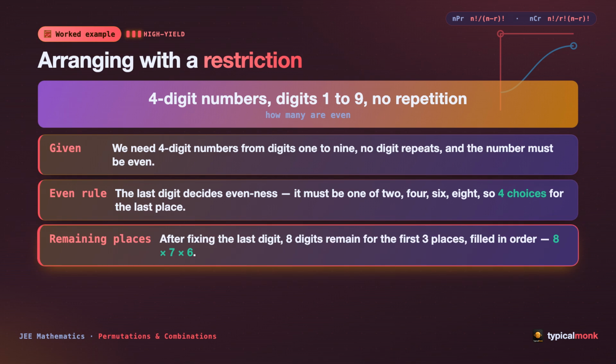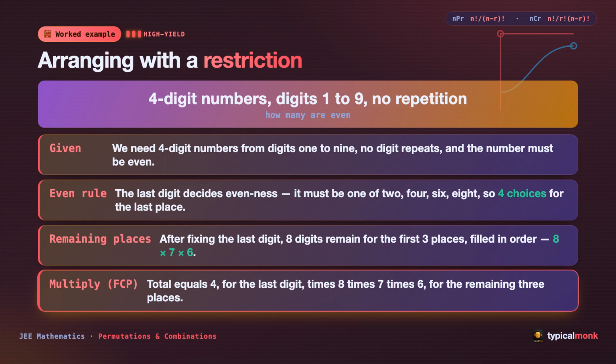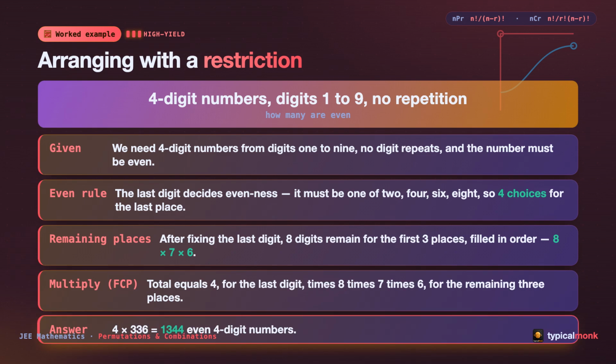Step 3. The remaining places. Once the last digit is fixed, 8 digits remain for the first 3 places. Filled in order, 8, then 7, then 6 choices. Step 4. Multiply by the fundamental counting principle. Total equals 4 for the last digit times 8 times 7 times 6 for the remaining 3 places. Step 5. The answer, 4 times 336 equals 1344 even numbers.